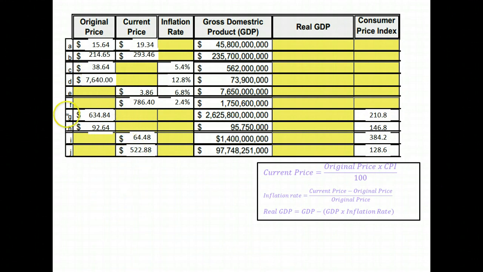Okay, so we've talked about the lines up above. We're down to lines or rows G and H. And this time I'm going to do row H to show you how to do these.